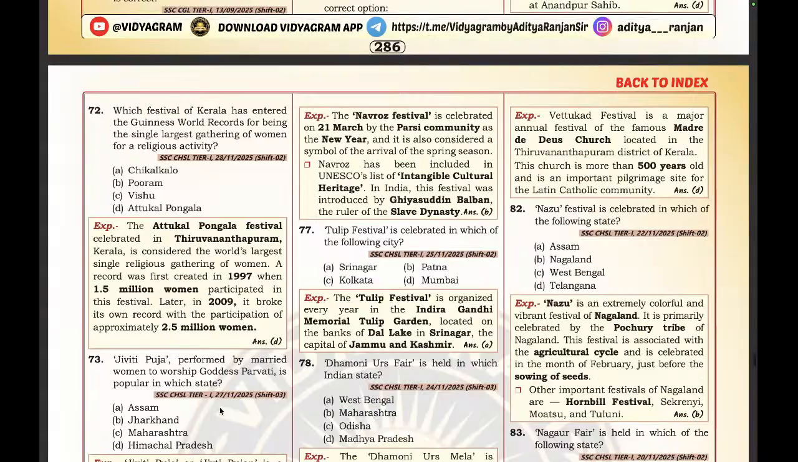Which festival of Kerala has entered the Guinness World Records for being the single largest gathering of women for a religious activity? Vishu, Attukal Pongala. Okay, Attukal Pongala, celebrated in Thiruvananthapuram, Kerala, is considered the world's largest single religious gathering of women. Its first record was created in 1997 when 15 lakh women participated in the festival. Later in 2009, it broke its own record with 25 lakh women.